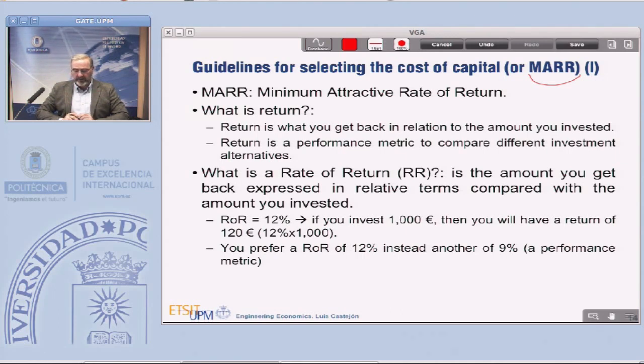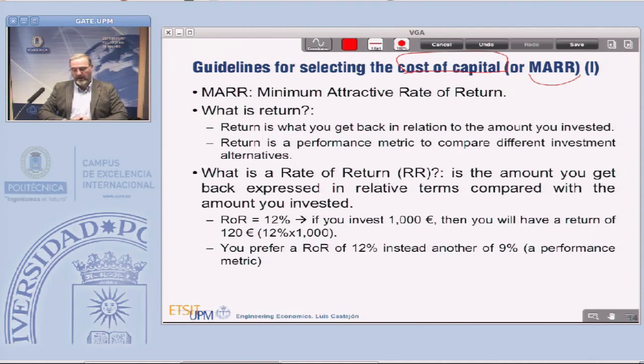MARR is not really very used in the financial industry, and they use the concept of cost of capital, so we will prefer to use the concept of cost of capital. But in the engineering economics literature the term MARR is often used. So MARR is the minimum attractive rate of return.